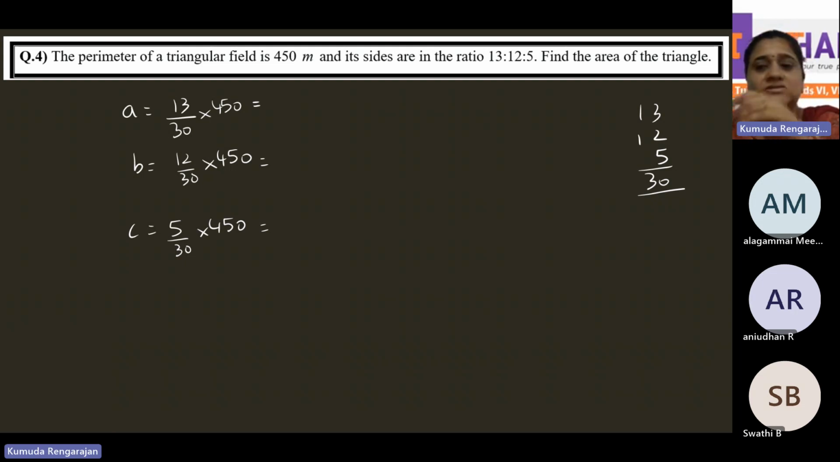13 by 30, the total is 30, no? 13 plus 12 plus 5 is 30. So 13 by 30, 12 by 30, 5 by 30 into perimeter.